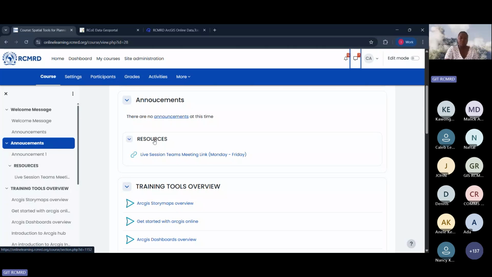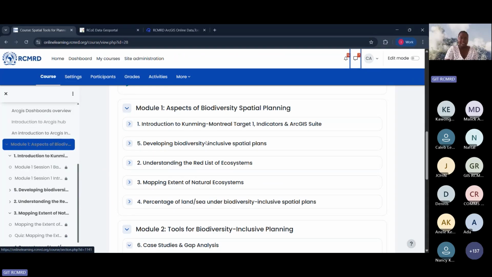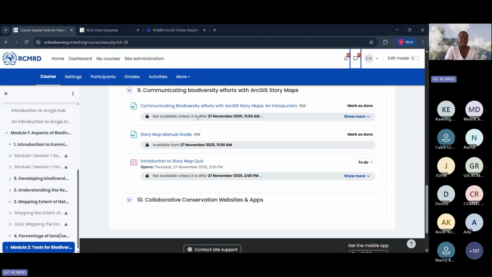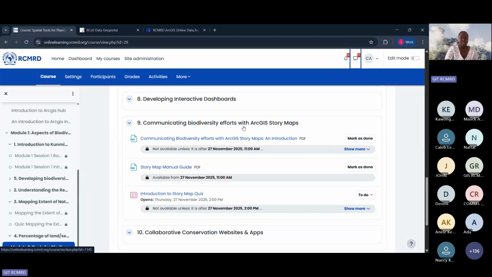Then over here we have resources. Over here you will find not the recording, but the link to the live sessions, which will happen every day from 1100 hours to 1300 hours EAT. So you'll find the link here. You can also add it to your Teams calendar. And here we have, just as Julius has said, Module 1, Module 2. All the content will be found here, the quizzes, presentations, and any useful resources.